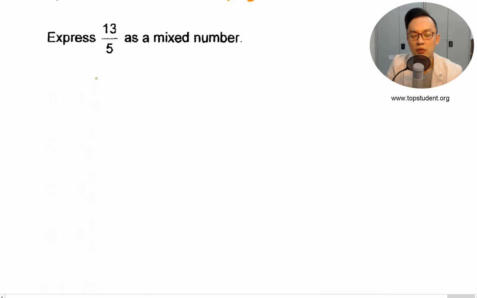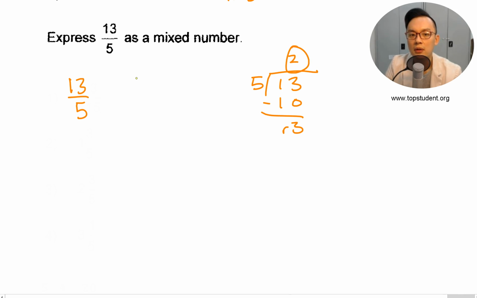Express 13 over 5 as a mixed number. So 13 over 5, mixed number. So you put 5 here. I'm doing the long way in case the number is big. So 5, and then you take 2 times 5 is 10. That leaves a remainder of 3. So this is your whole number, so it's 2. And this is your numerator. All right, this is an easy question.